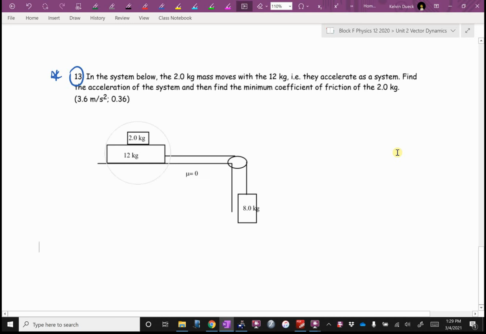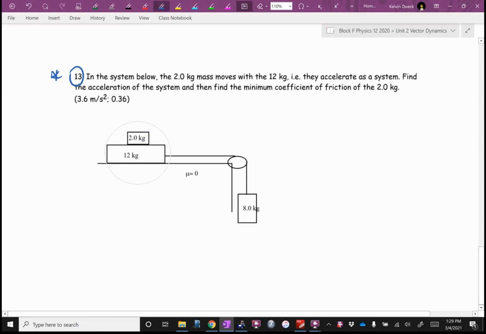So this is lesson 4, number 13. It says, in the system below, the 2 kilogram mass moves with the 12 kilogram mass. In other words, they accelerate together as a system. Find the acceleration of the system and then find the minimum coefficient of friction of the 2 kilogram mass.